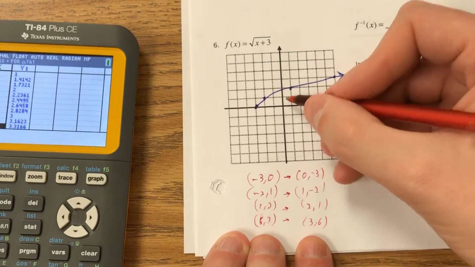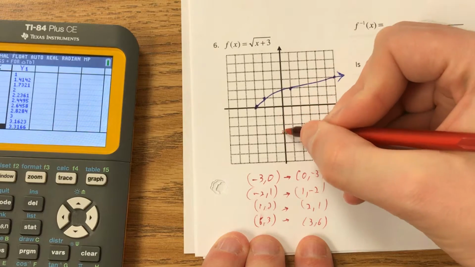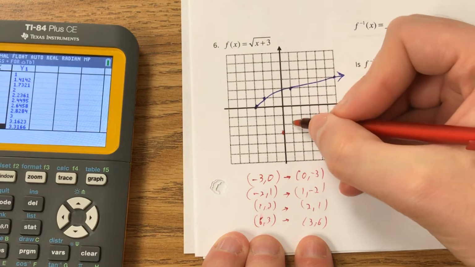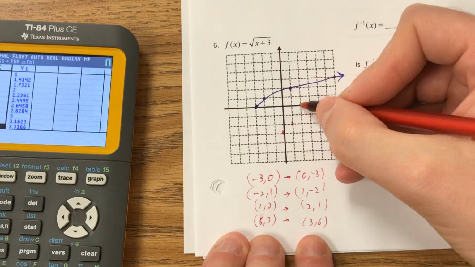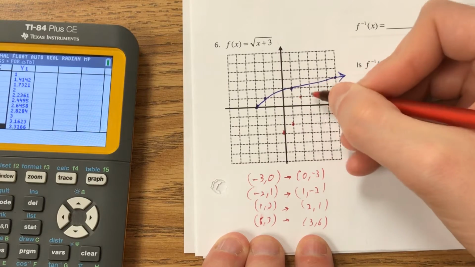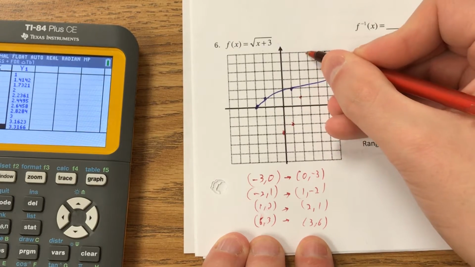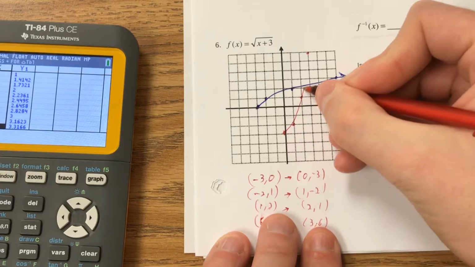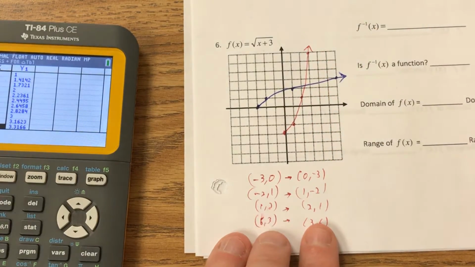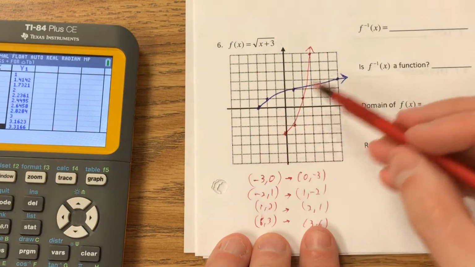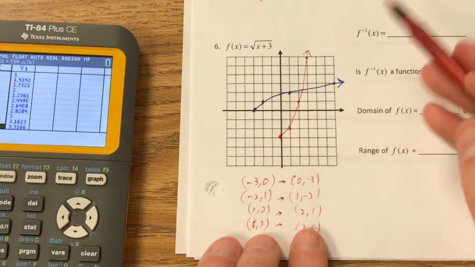And you would graph those points. So 0, -3, 1, -2, 2, 1, and 6, 3. Like that. And they look like inverses. They reflect across that diagonal. So it's good to go.